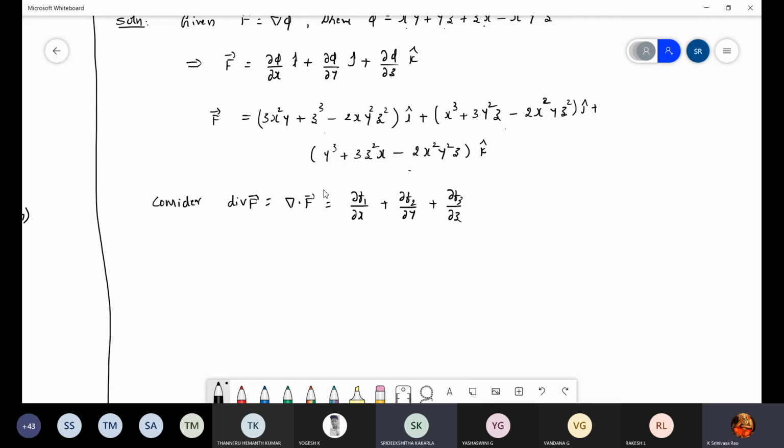So for divergent you should be very careful. It is a dot product, so no i, j, k comes here. Now substitute for this. Because it is a very simple divergent, we will take one more step.